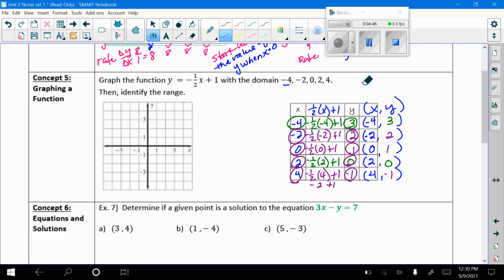Now I'm going to take this information right here and plot it. So this is my x-axis and my y-axis. The first part, and when I do my xy, x is across, and then y is up or down. So start at the origin. I'm going to go -4, 3. So back 1, 2, 3, 4, up 1, 2, 3.